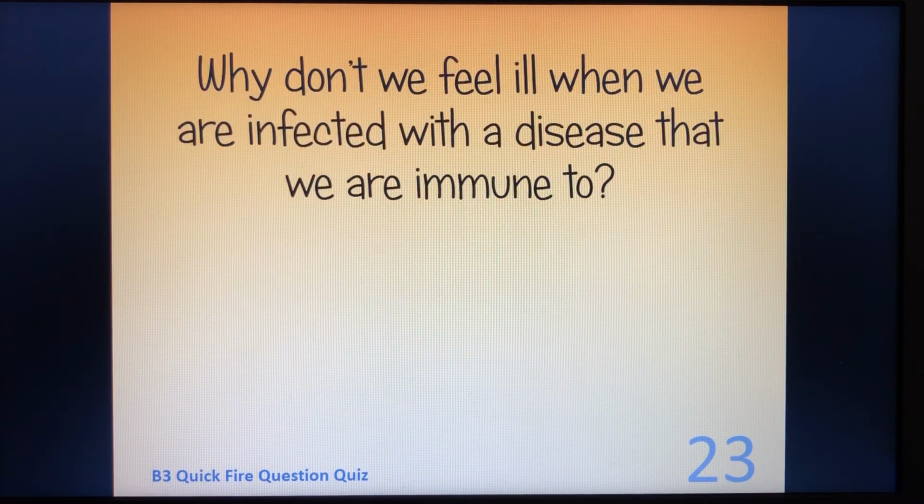Question 23 now. Why don't we feel ill when we're infected with a disease that we are immune to? Now, it's very easy to want to answer this with because we're immune. But what's actually happening inside our bodies when that disease reinfects us? So we are immune, we've had that disease. What happens inside our bodies when we're reinfected with the disease?